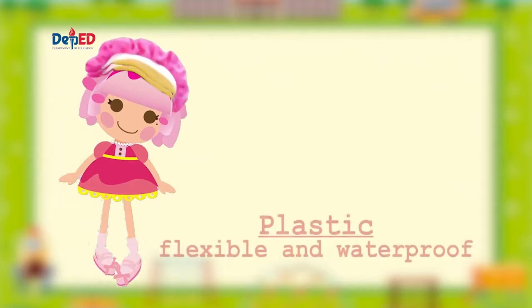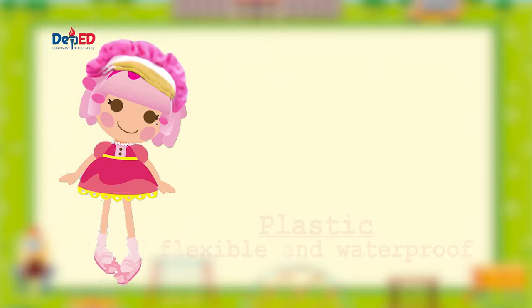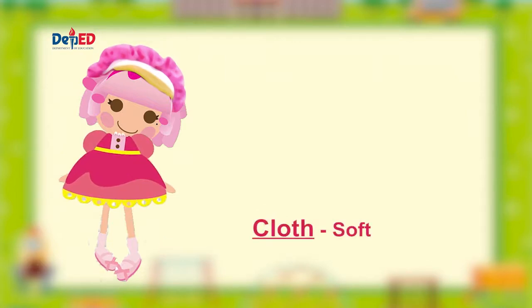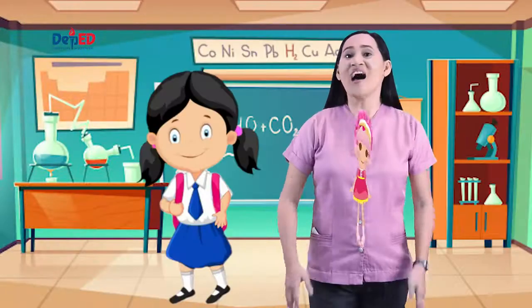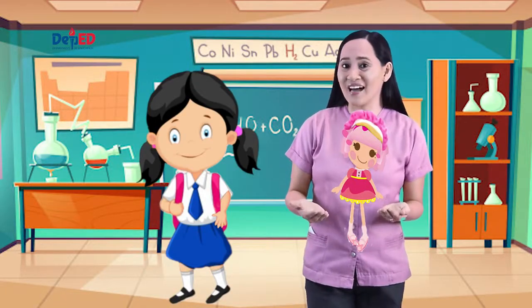The head and shoes of Maria's doll are made of plastic. It is flexible and waterproof. The dress of Maria's doll is made of cloth, which is soft, so that when it tears, she can just sew it. When it's dirty or has a stain, she can just wash it. Now, let's give this to Maria.